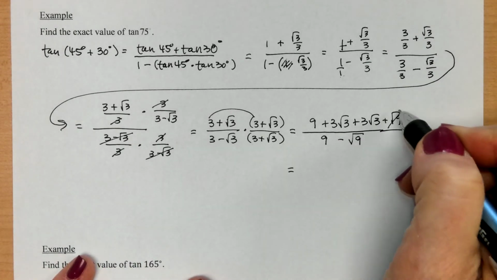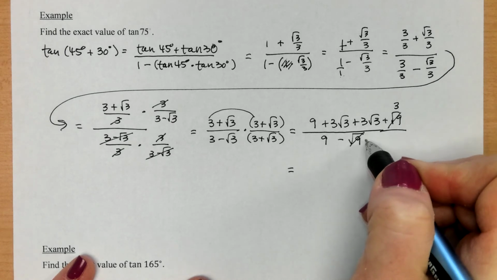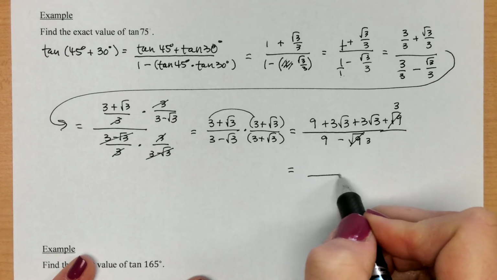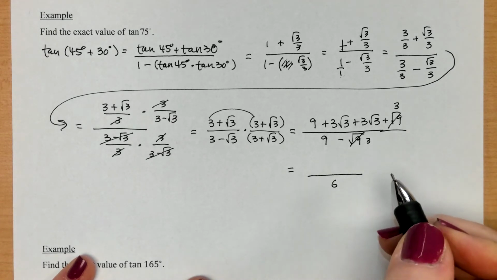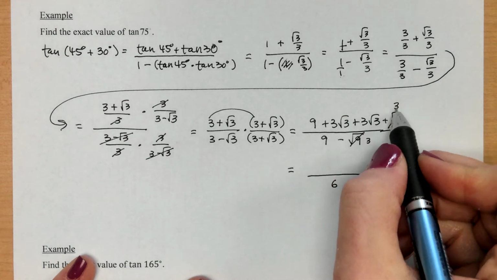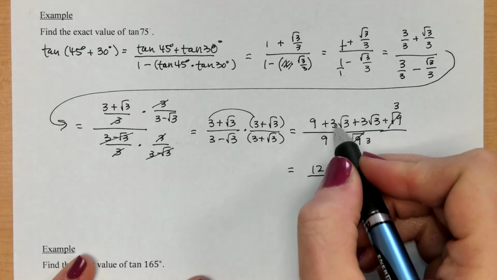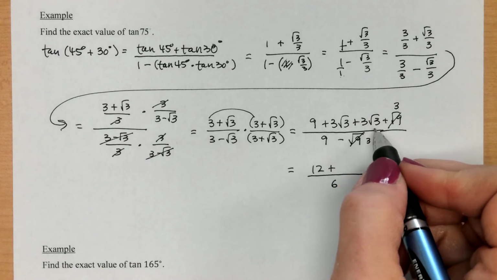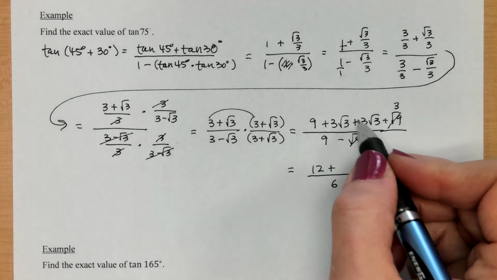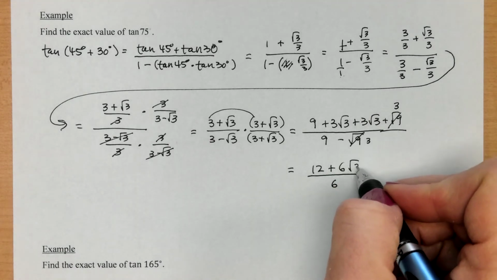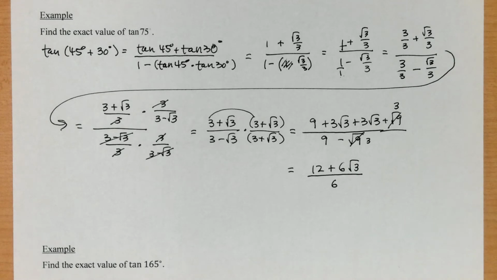Root 9 is just 3. So on the bottom you've got 9 minus 3, which is 6. On top you've got 9 and 3, which is 12. And you've got 3 root 3s and 3 more root 3s. It's kind of like saying I've got 3 oranges and 3 more oranges. So I've got a total of 6 oranges. You had 6 root 3s.